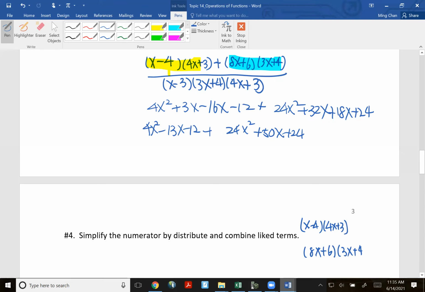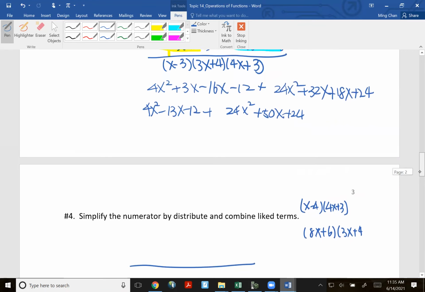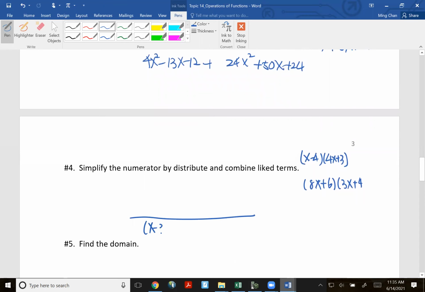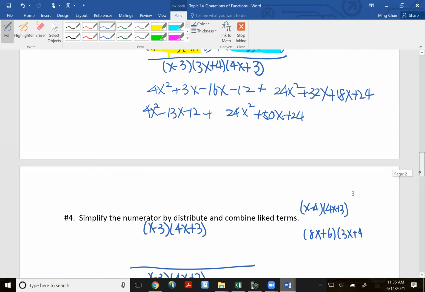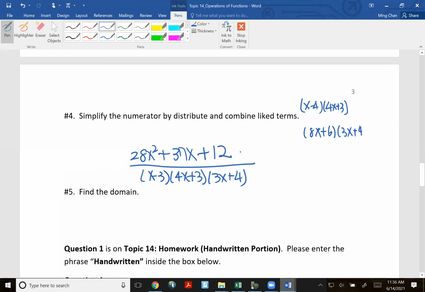All right, so since it's an addition right here, I can just continue to say plus 24x squared. So once I combine like terms here, x minus 3, 4x plus 3, 3x plus 4. All right, 4 plus 24 is 28x squared. Negative 13, positive 50 combined, that should be positive 37x plus 12. All right, so this is simplified.